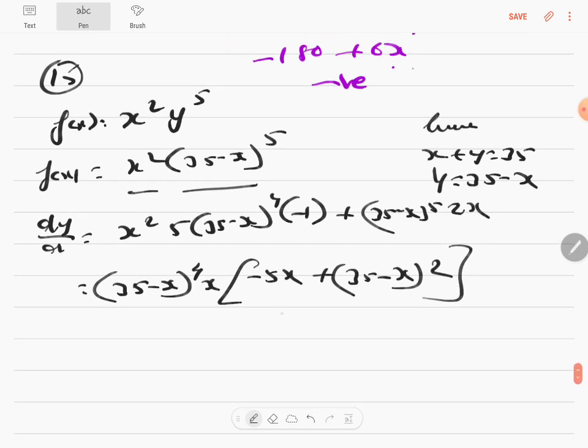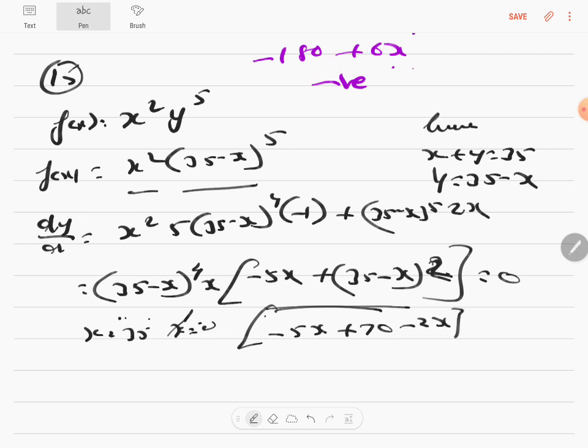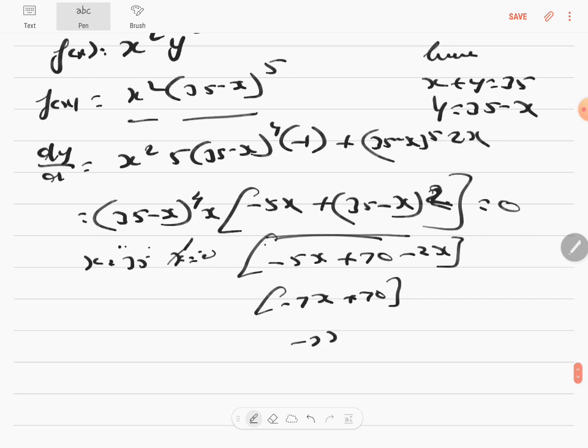So then let's solve what is only here, because I'm only differentiating, right? I have to put it equal to 0. Oh, I see. Okay. So if this is equal to 0, I get different values from here. Can you see x can be 35, x can be 0. What about this one? It's minus 5x plus 70 minus 2x, which will be minus 7x plus 70. So minus 7x is equal to minus 70. So x can be 10 also.